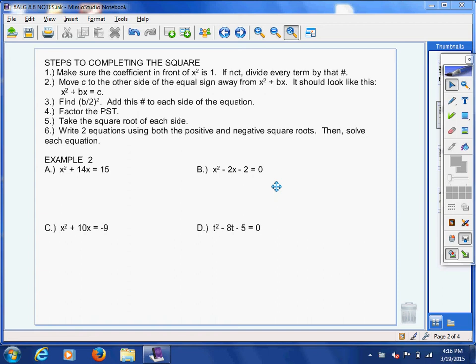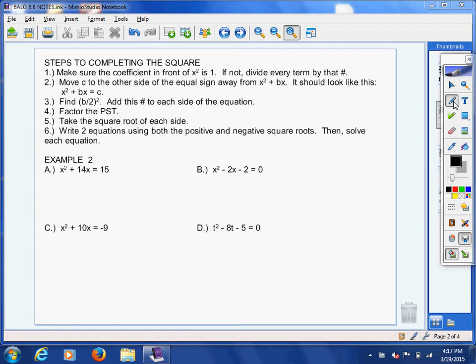We're getting ready to do example 2 out of 8.8. We are learning how to complete the square. In example 1, I showed you how to find the number that would make a trinomial a perfect square trinomial. And so what you did in example 1 really ties into what we're going to do in example 2.